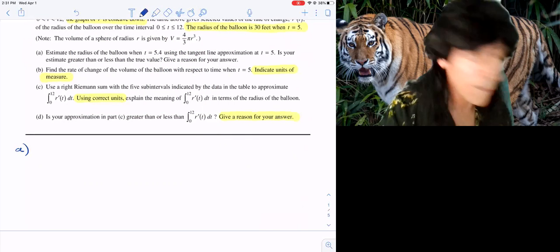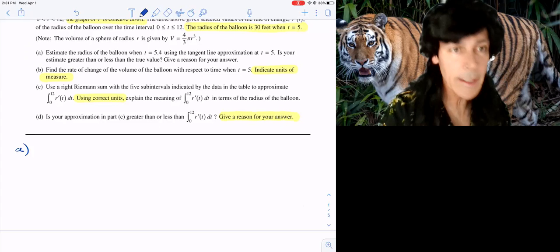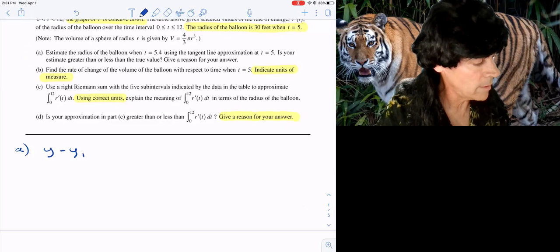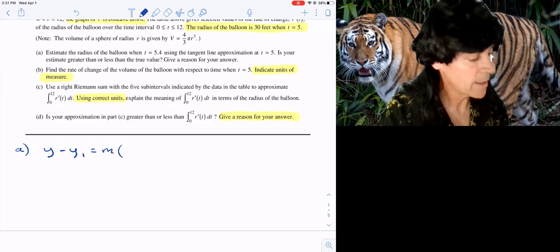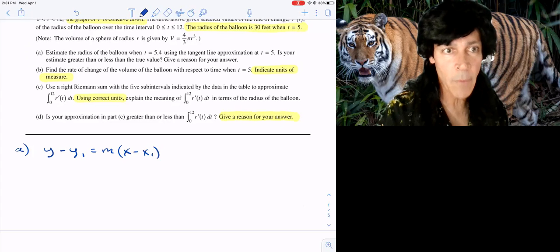So, starting out, point slope form. I'm just going to use y's and x's. They're not going to ding you for using y's and x's. So I'm going to go y minus y1 equals my slope times x minus x1. There it is, point slope form of a linear line.